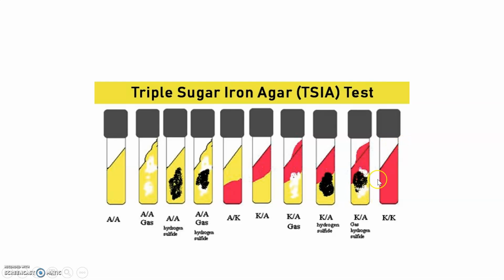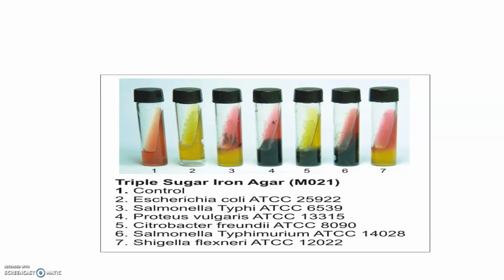The last reaction is K by K, alkaline slant and alkaline butt, no reaction. So everything is negative in this case. So these are the different organisms' media. The first one is the control. No reaction takes place in this medium. The medium looks exactly like an uninoculated medium, no reaction.